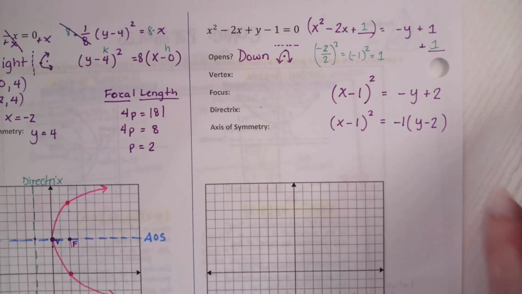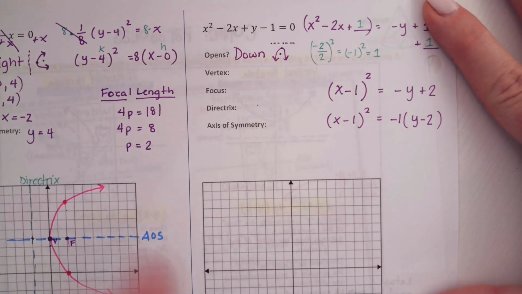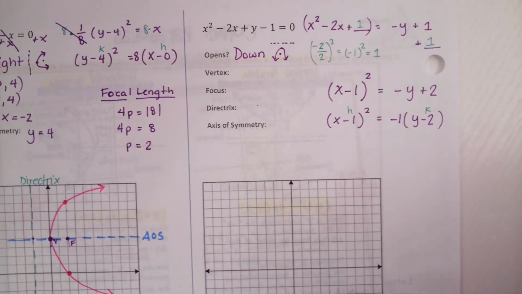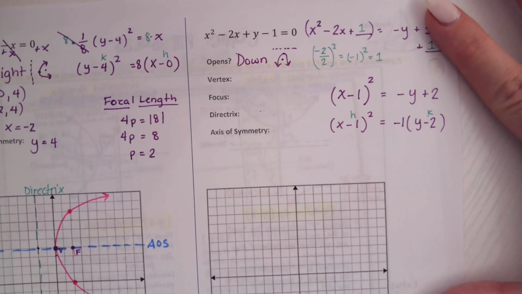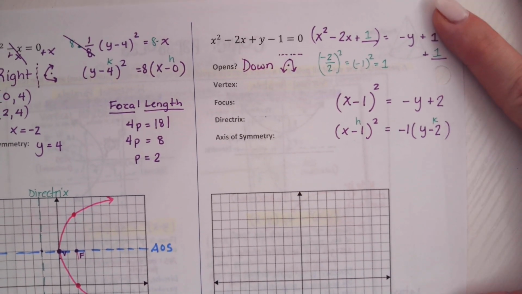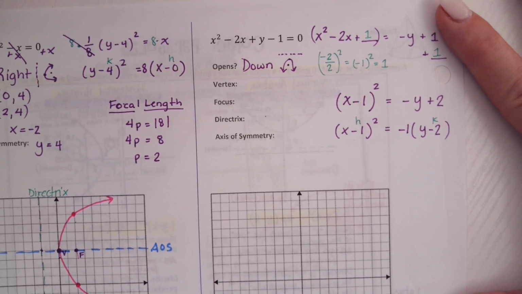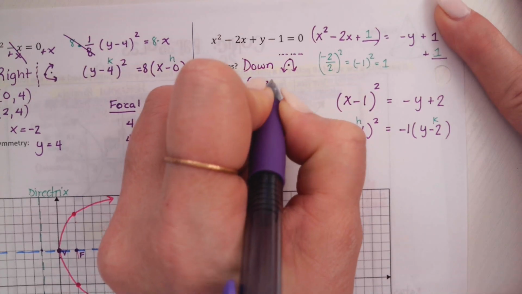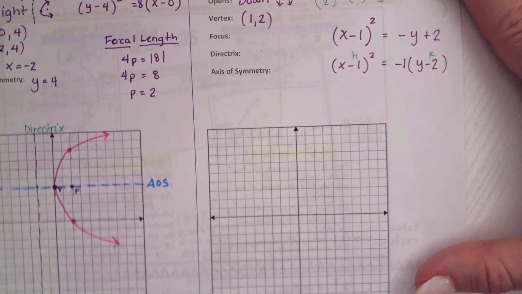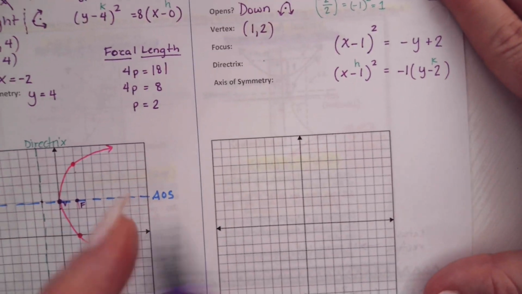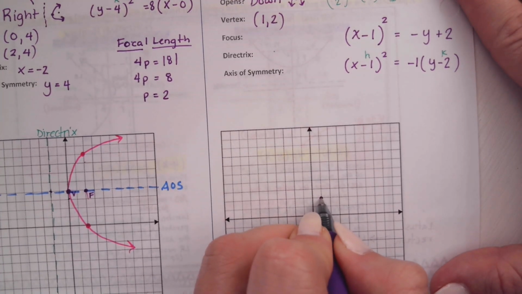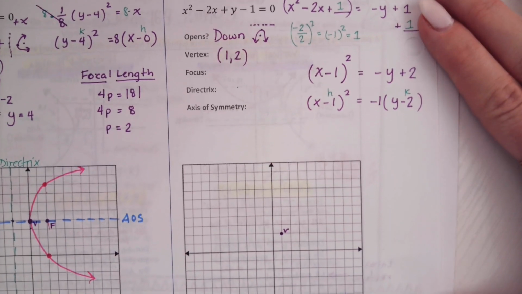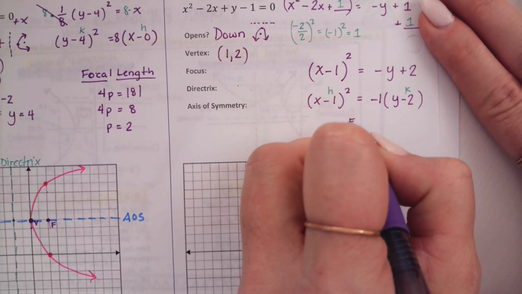Thinking about my HK vertex, I can see H is over here paired with the X. K is paired with the Y. I need to write them down with opposite signs. What's my vertex going to be at then? 1, 2. Very good. Okay, so I'm going to graph that vertex at 1, 2. And then to find my focus and my directrix, I need the focal length.